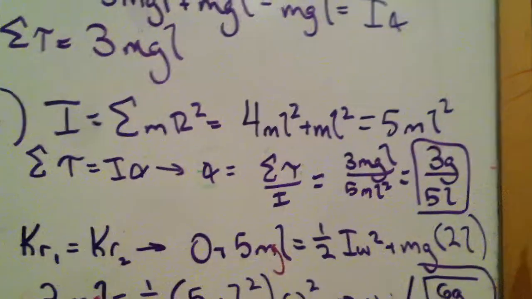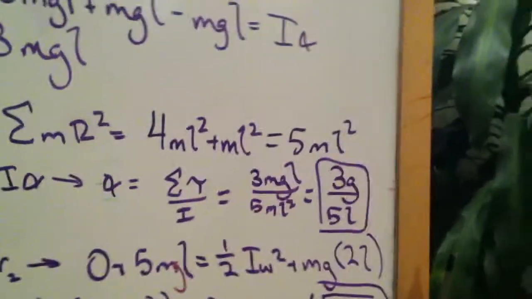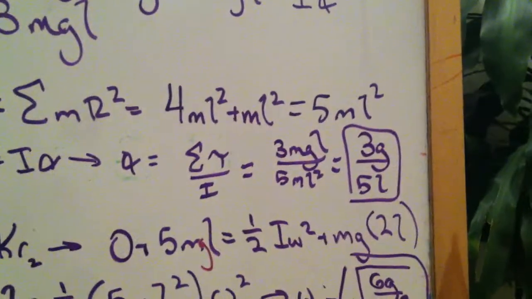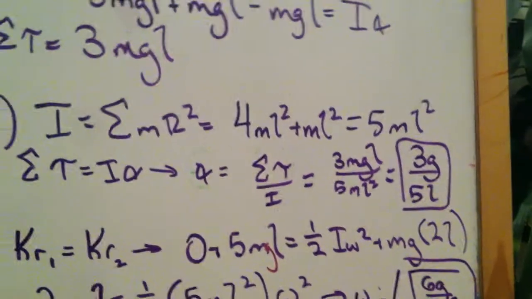Summation of torque equals I alpha, so alpha equals summation of torque over I. 3mgL over 5mL squared equals 3g over 5L as the angular acceleration.